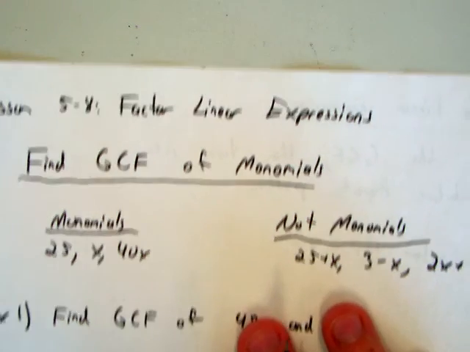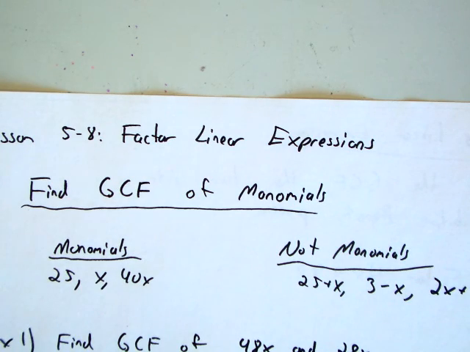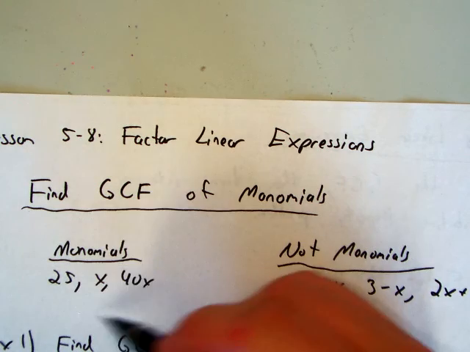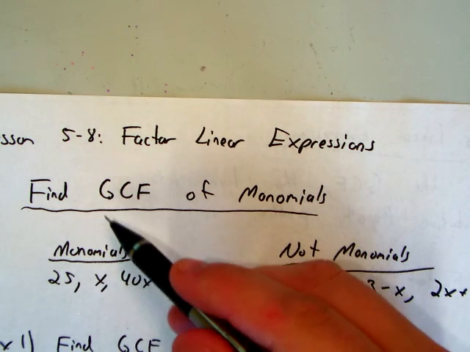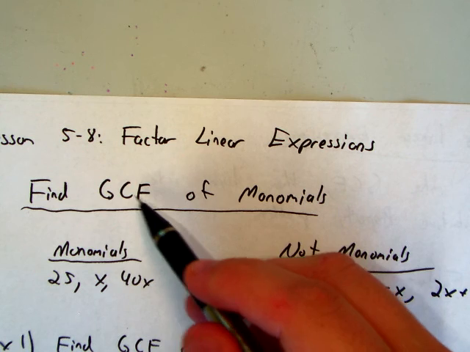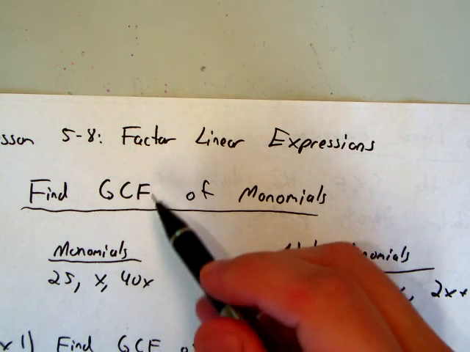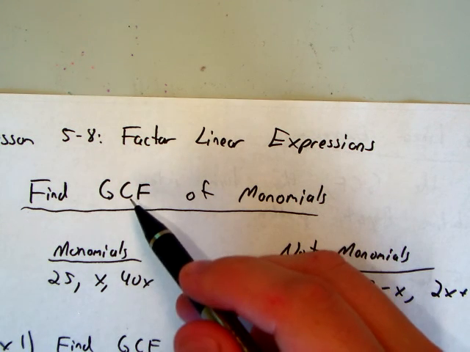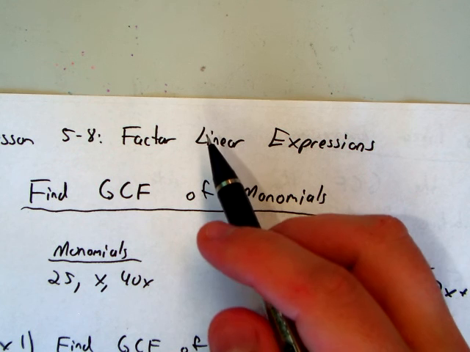All right, today we're going to be talking about Chapter 5, Lesson 8. It's called Factor Linear Expressions. So when we start talking about factoring linear expressions, what we like to do is factoring monomials. And what we do is we find the greatest common factor. We're going to practice doing that first, and then we're going to practice using this method to actually factor the expressions that we have.